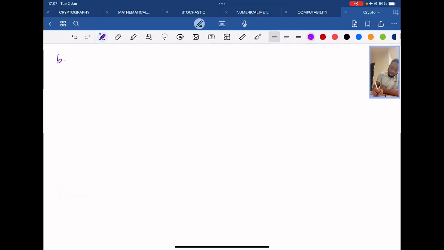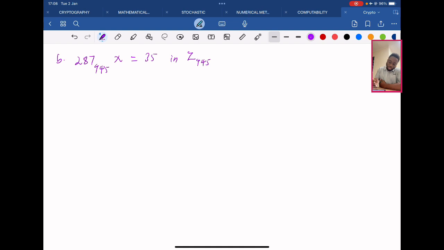Okay. So with the second part of question 1, the question was 287 multiplying x modulo 945 is equal to 35, in Z 945. So then again we have to find the GCD. What is the GCD of 287 and 945? We have to go through the Euclidean algorithm again. So 945 will be equal to 287. How many times will 287 go into 945? That is 3 plus a remainder of 84.